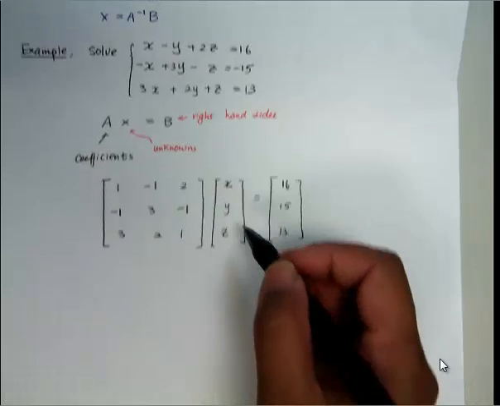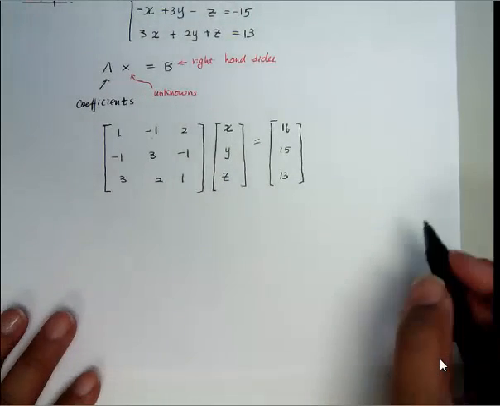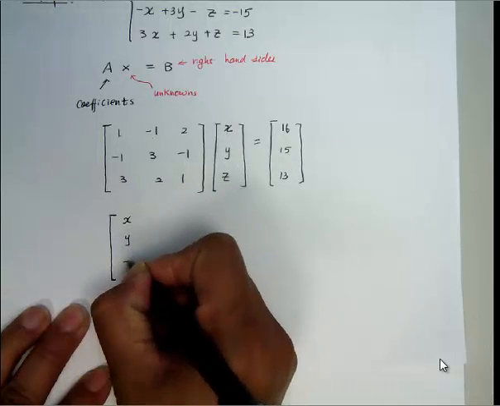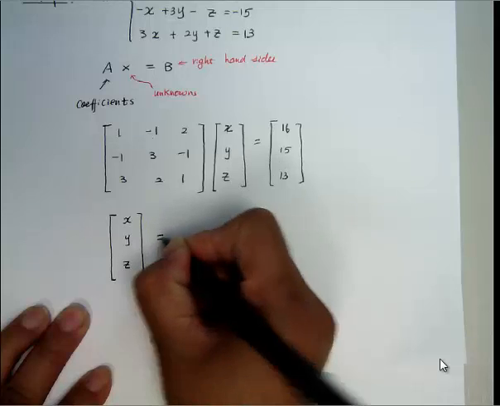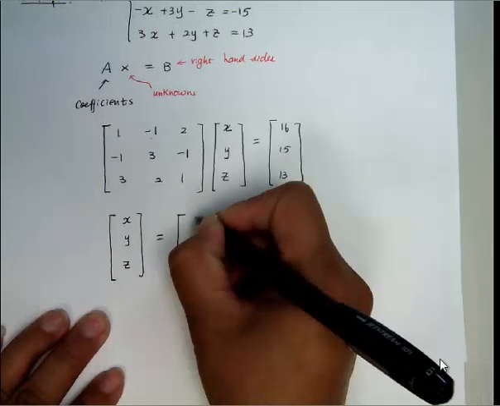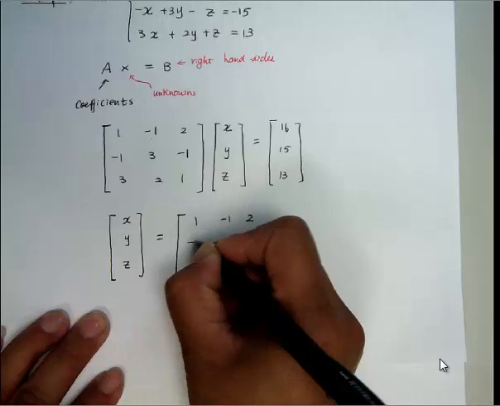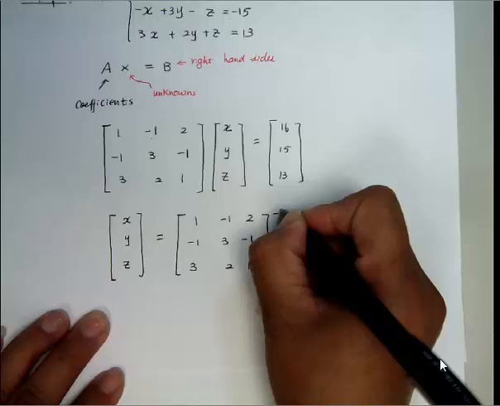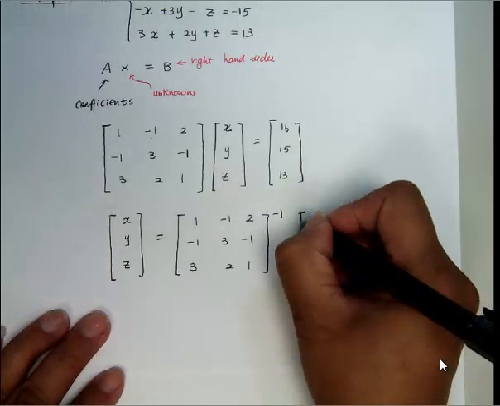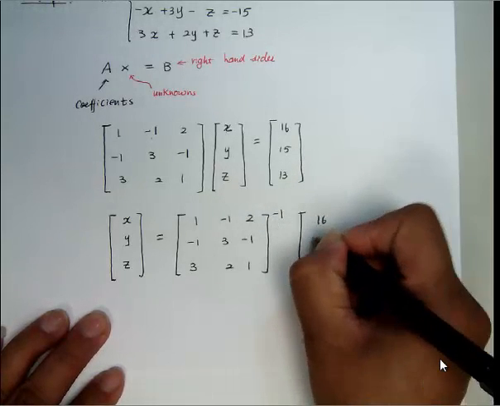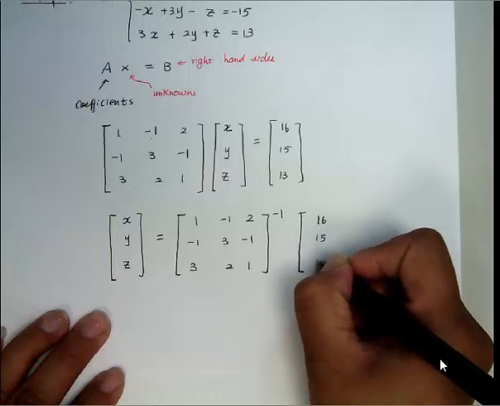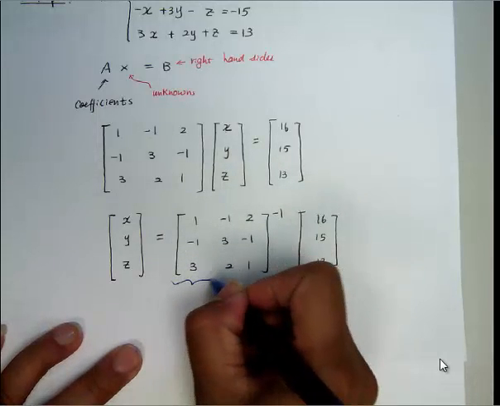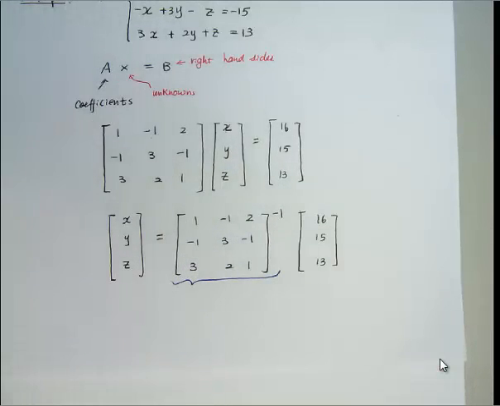Now, if I want to find x, y, and z, then I can use this inverse idea. If I can find the inverse of this matrix, then I use that to multiply by the matrix B, which is the vector 16, negative 15, and 13. I'm going to pull this part out, looking for the inverse. Let's focus on how to find this inverse.